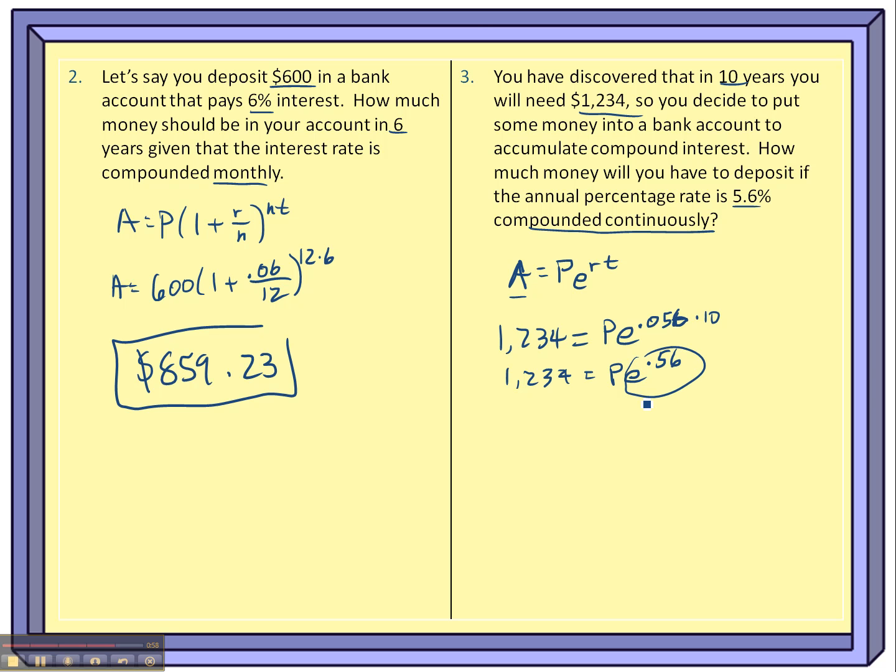Now this is just a number. I can divide it over to the other side so I can get my principal. So my principal is equal to 1,234 divided by e to the 0.56 power. Disregard that. I don't know what it is. Whenever I put it into my calculator, I should get $704.87. If you hear that screaming in the background, that's Rowan.